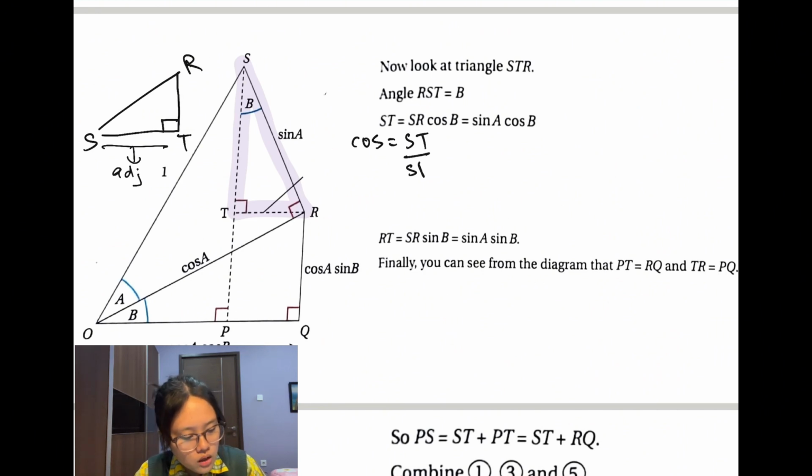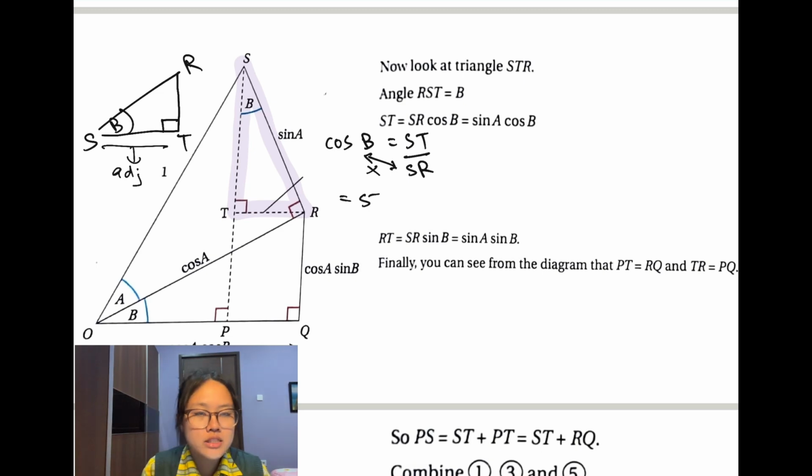So we're just going to use cos. So cos is adjacent over hypotenuse again. So it's cos ST over SR. And we're going to be using the angle of the triangle that it has, which is over here. It's B. So it's going to be cos B equals ST over SR. Now we're going to simply multiply them like that, with here and here. So it's going to be ST equals SR cos B.